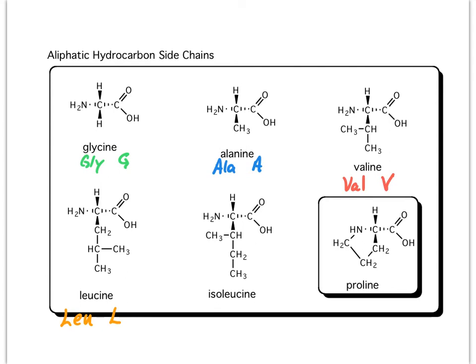We get to isoleucine. Isoleucine is an exception. We start with the I for iso, but then LE for leucine, so we get the iso and leucine into the name. So it's Ile, and the one-letter is I. This is our first exception. Then we have proline, which is Pro, and P. So in the aliphatic hydrocarbon side chain group, only isoleucine breaks our pattern.